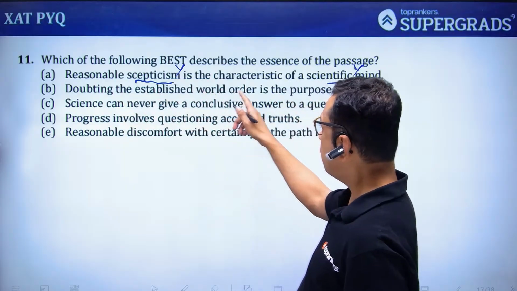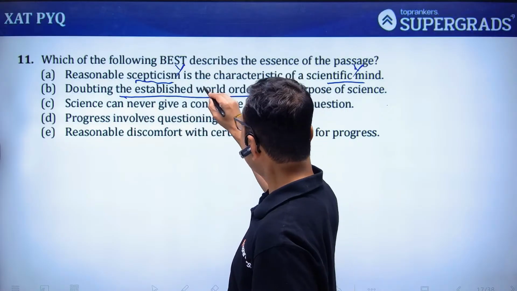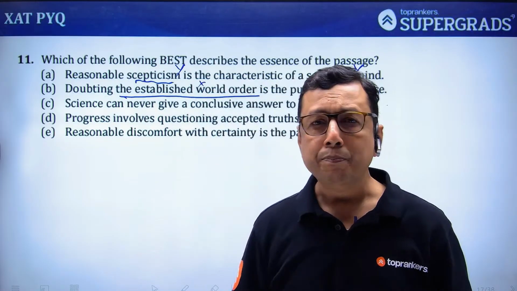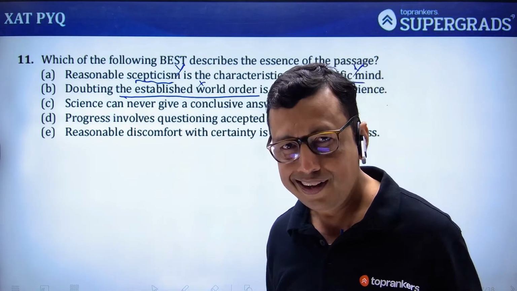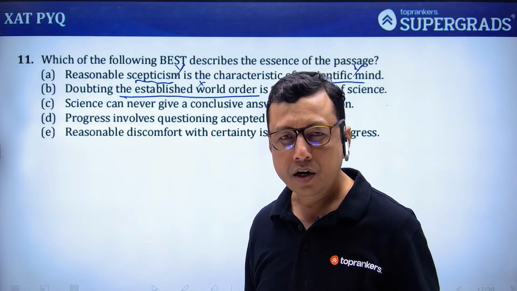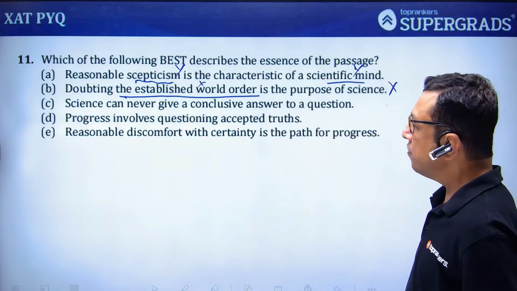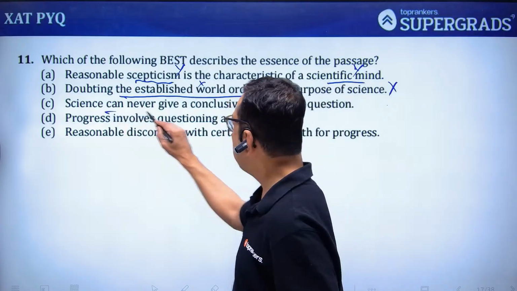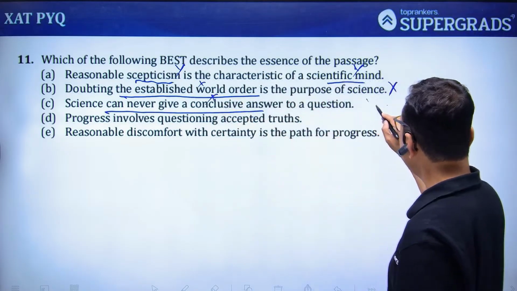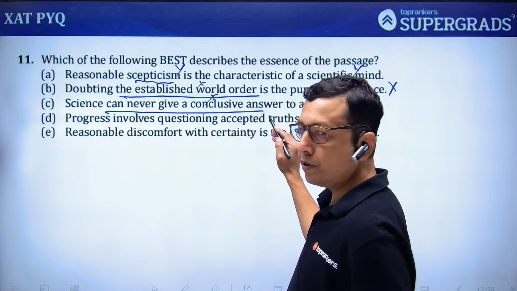Doubting the established world order. Oh my God, doubting the established world order? It's not there. I mean, the passage doesn't talk about world order in any case, and doubting the world order is totally out of scope. This can be quickly eliminated, right? Science can never give a conclusive answer. The passage doesn't say so. Very simply eliminated.